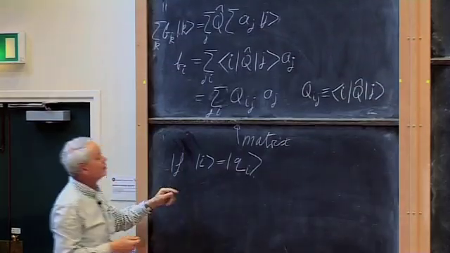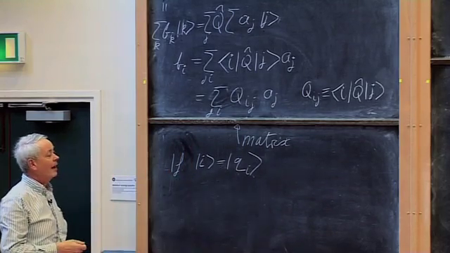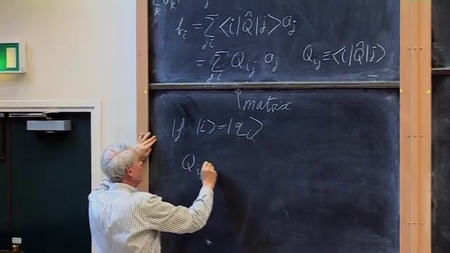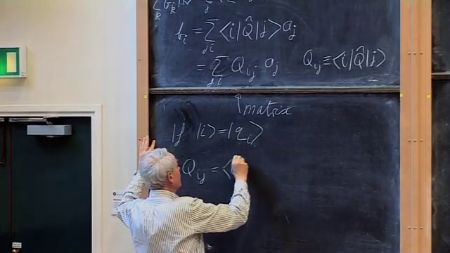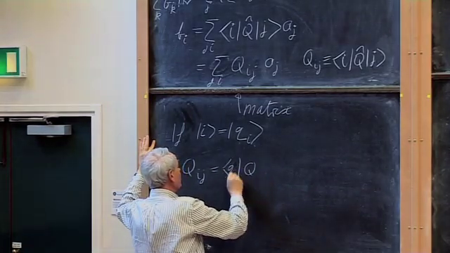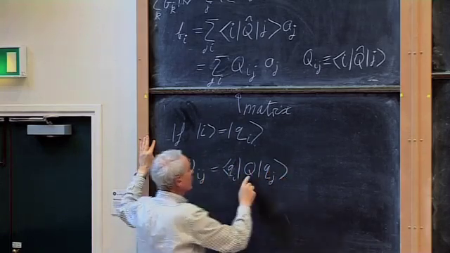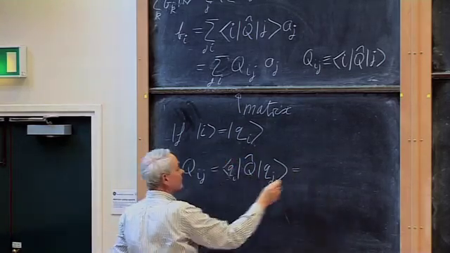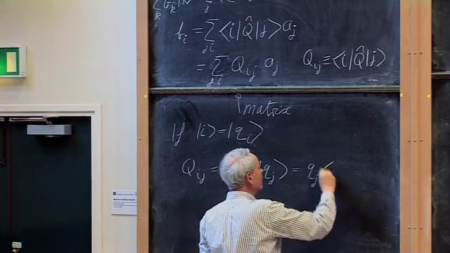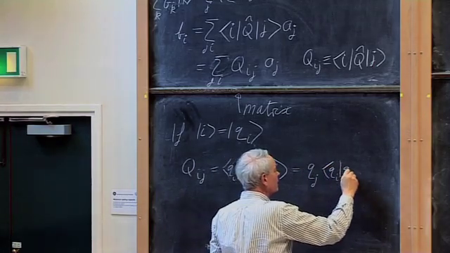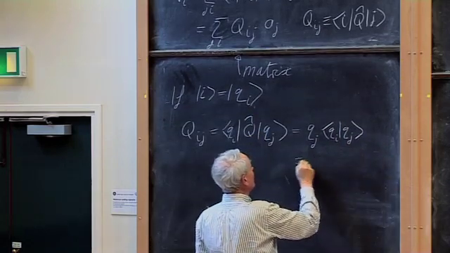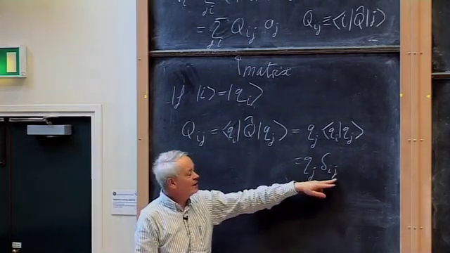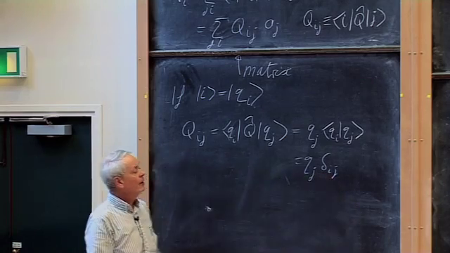So if we use the eigenkets |qi> as our basis vectors, then this matrix becomes very simple. Then Qij is going to be <i|Q|j>, but Q on |qj> is necessarily qj times |qj>. So this becomes qj times <qi|qj>, but this is delta ij, so this becomes qj times delta ij. So these matrix elements vanish unless j is equal to i. When j is equal to i, we get the number qj.